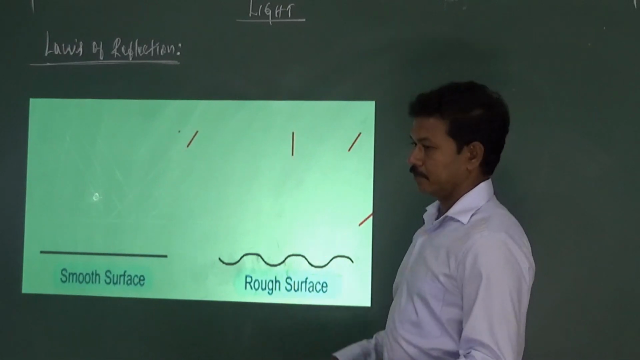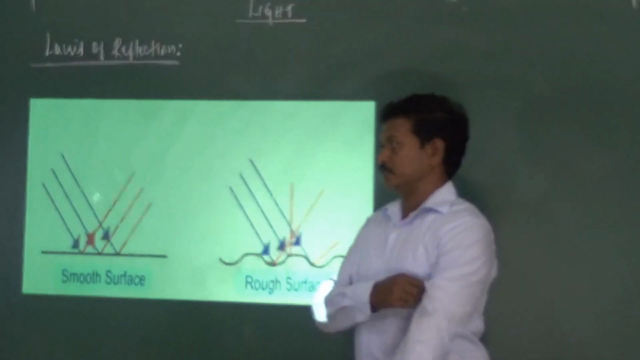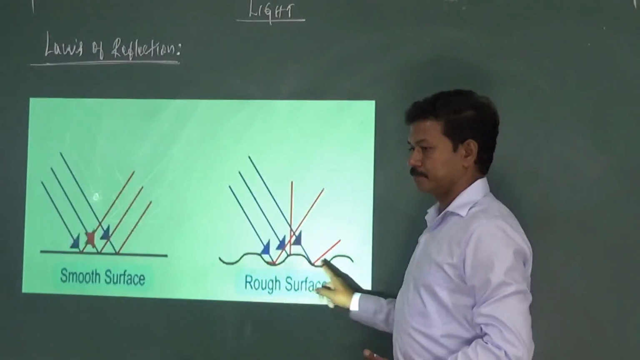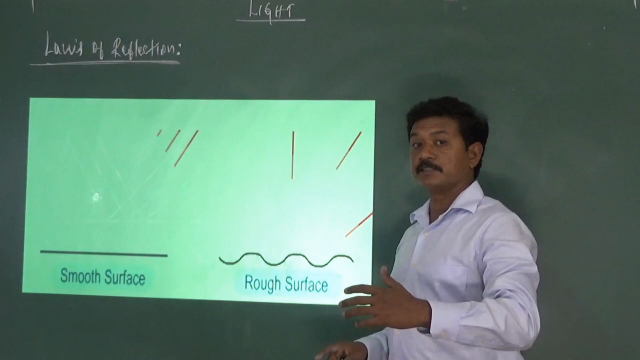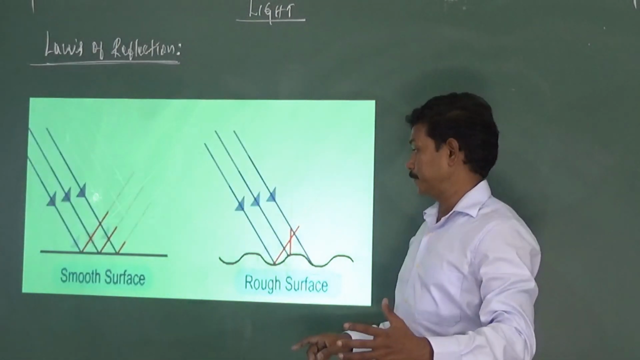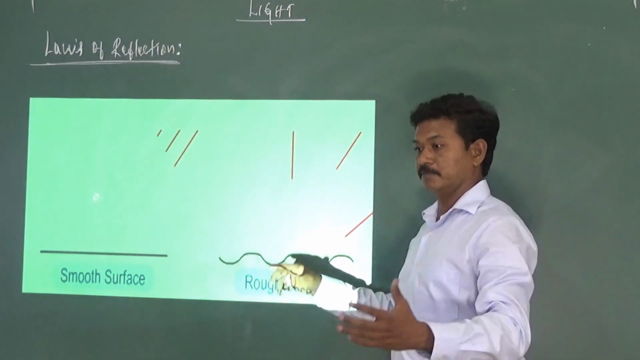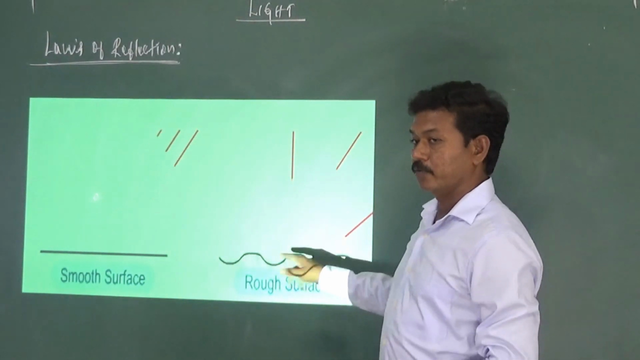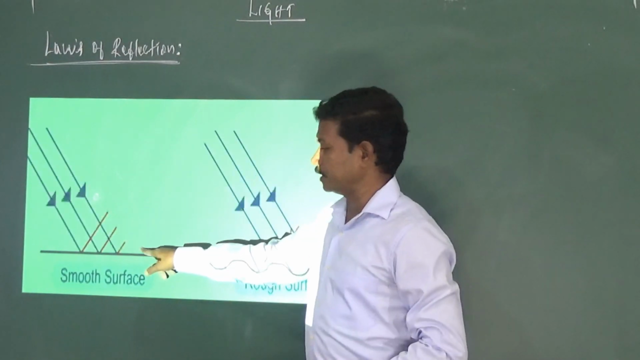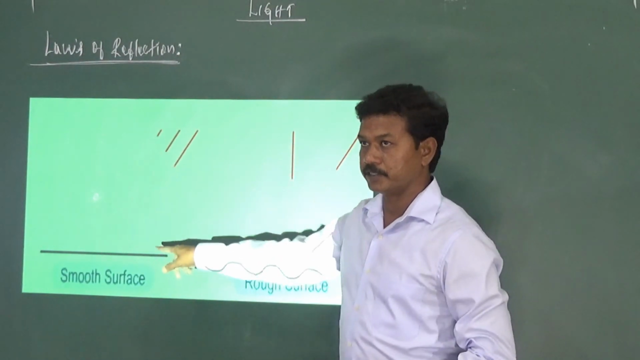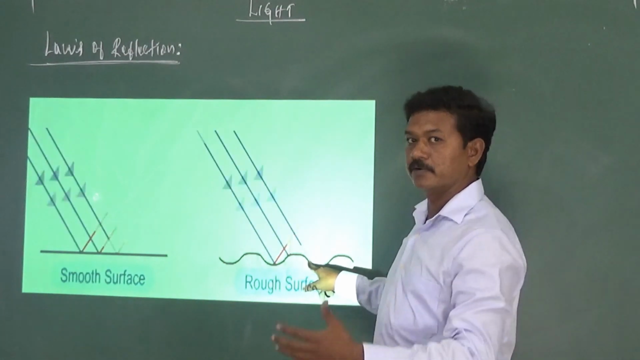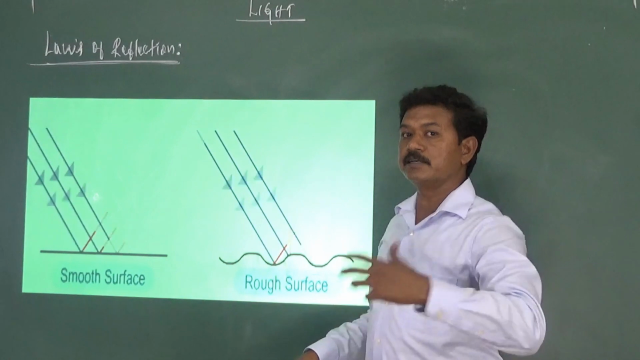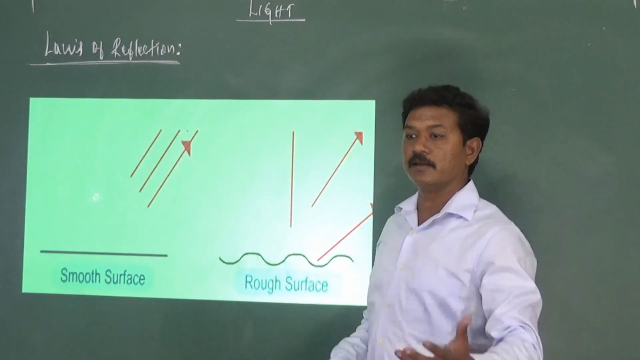Here, one of my students last year asked a question: sir, whenever light rays fall on a rough surface, do the laws of reflection not apply? Something like that. So here the laws of reflection apply, and there the laws of reflection seem not to apply. Why he asked the question is, here the angle of incidence is equal to the angle of reflection, and here the angle of incidence is not equal to the angle of reflection. But that doesn't mean the light is not obeying the laws of reflection.